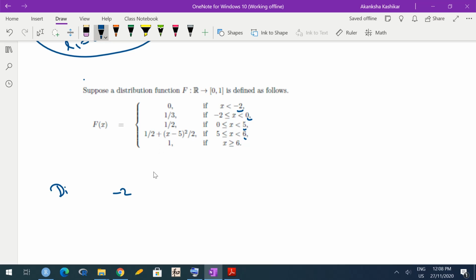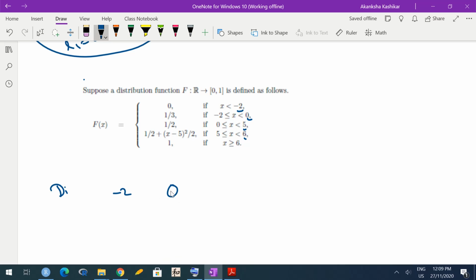At 0 also there is a jump, so 0. Then at 5, if I substitute 5 from this side, it would be (5 minus 5) whole square. So this is 0. So it is half and half. So 5 is not a discontinuity point. And if I substitute 6, then I have (6 minus 5), so 1 square by 2. So half plus half, so it is 1. So the left limit and right limit at 6 is 1. So possibly the discontinuity points are only these two, -2 and 0.